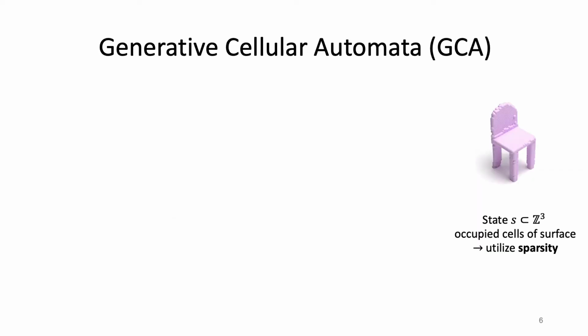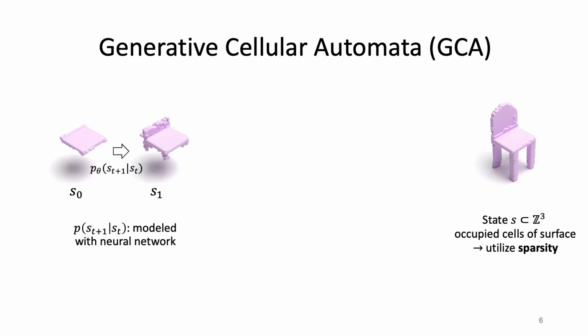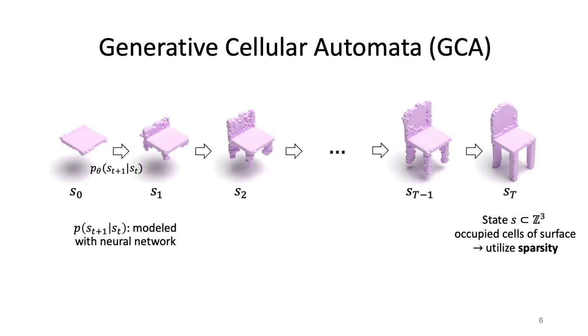Now, I'll explain the method of our model named Generative Cellular Automata, GCA, which exploits the sparsity and connectivity of 3D shapes. The GCA represents a 3D shape as a state S. We utilize the sparsity and only keep the surface of occupied cells as an efficient representation. Then, given an incomplete state S0, we sample from the learned transition kernel p theta using the neural network. Applying the transition kernel T times results in a final shape.